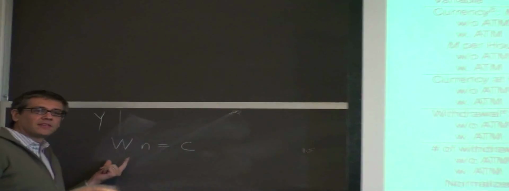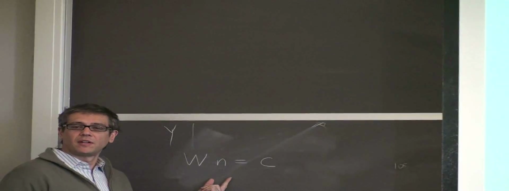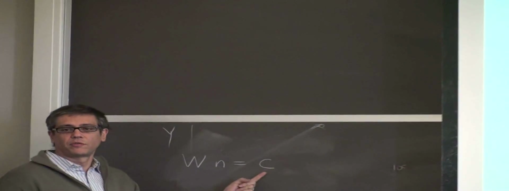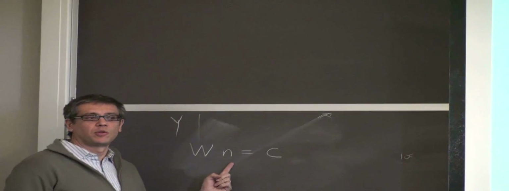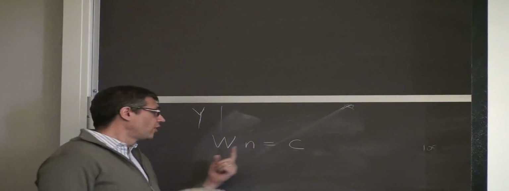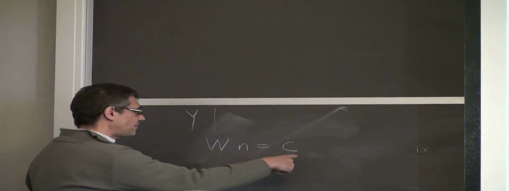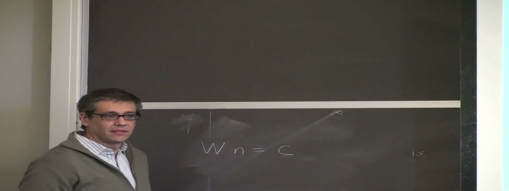If you withdraw this much, this many times a year, C is consumption per unit of time, W is average withdrawal size, and N is the number of withdrawals. So this is how much you withdraw times the number of times you withdraw per period. This is your consumption in that period. Basically, this is an accounting identity.